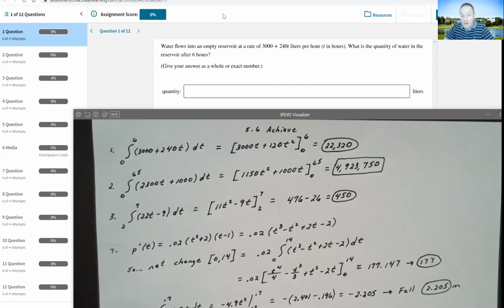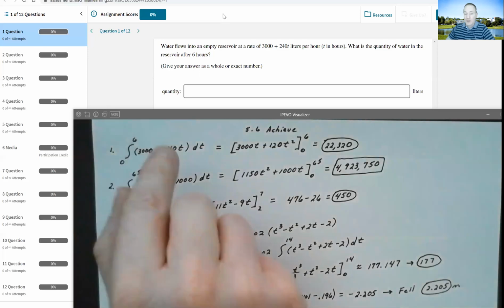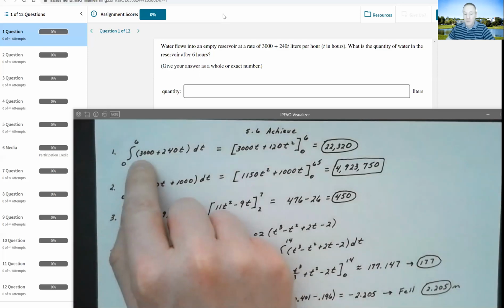So in my example, it says water flows in an empty reservoir at a rate of 3,000 plus 240t liters per hour. And then I'm supposed to find what the quantity of water is in the reservoir after 6 hours. So in simplistic cases, we can just say that the amount would equal the rate times the time. But the problem with this one is that the rate is a function in and of itself. So that's why we have to use integration in a problem like this.